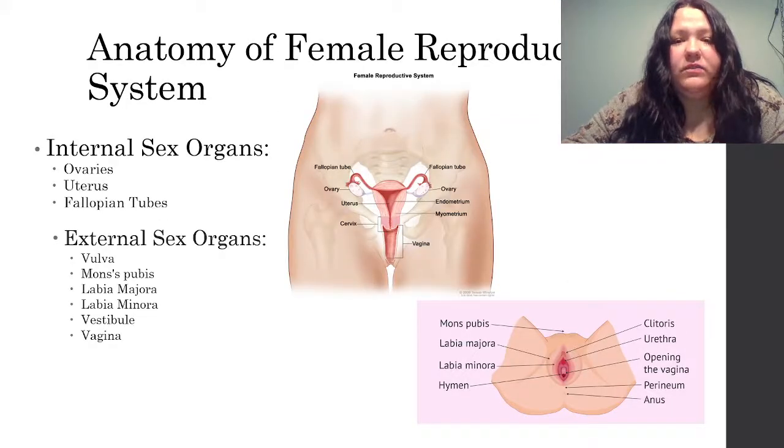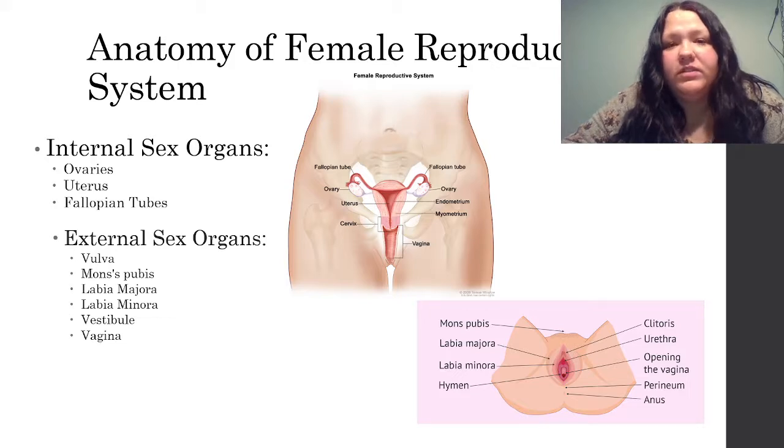Anatomy of the female reproductive system. I'm just going to go over the basics here. The internal sex organs are the ovaries, the uterus, and the fallopian tubes. The external sex organs are the vulva, mons pubis, labia majora, labia minora, and vestibule, which is the urethra and the vaginal opening, and the vagina.